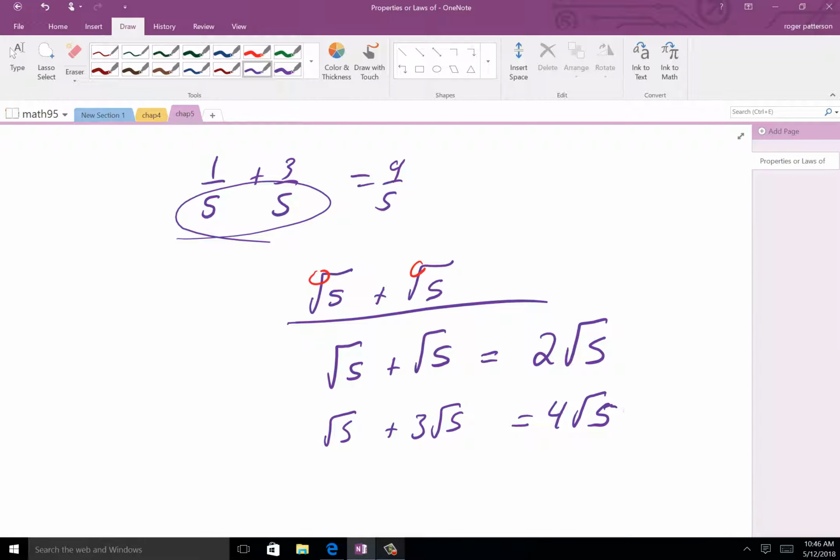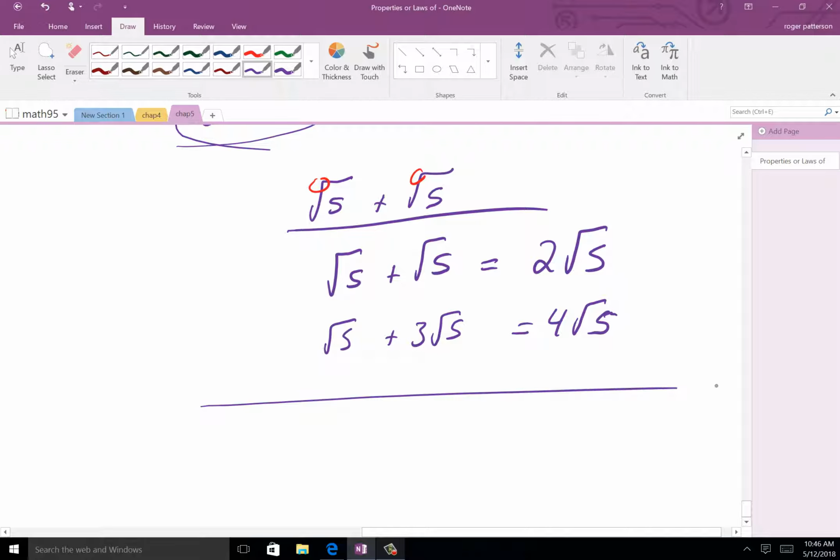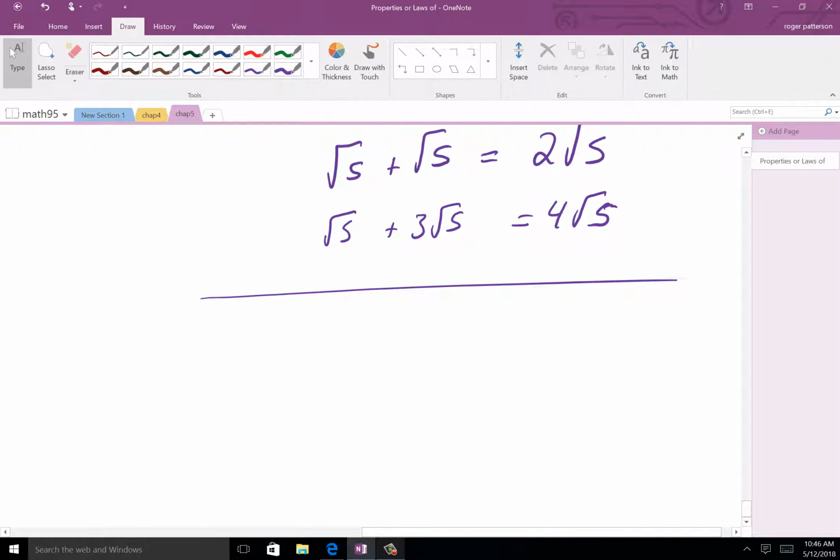When we're adding or subtracting, it doesn't make any difference. We have to get the same thing underneath. So here's another one: 2 square roots of 3 plus 4 square roots of 3. What are we going to get for an answer?